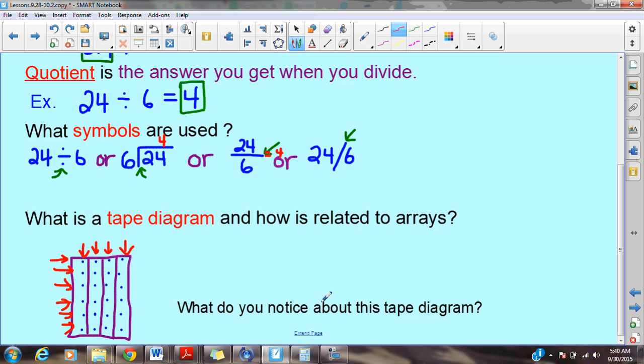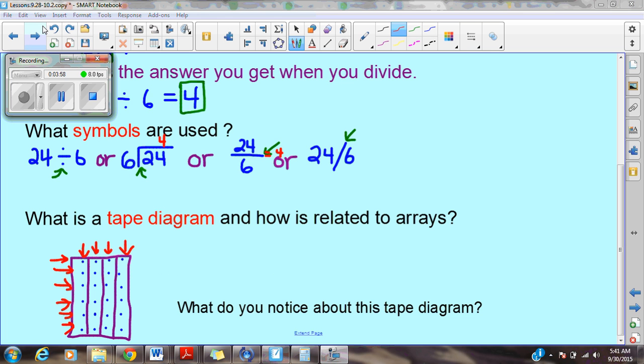So what I notice about this tape diagram is that it looks exactly like an array, except it has lines drawn around it to give me neater columns or more defined columns. But this is more about division that you should know.